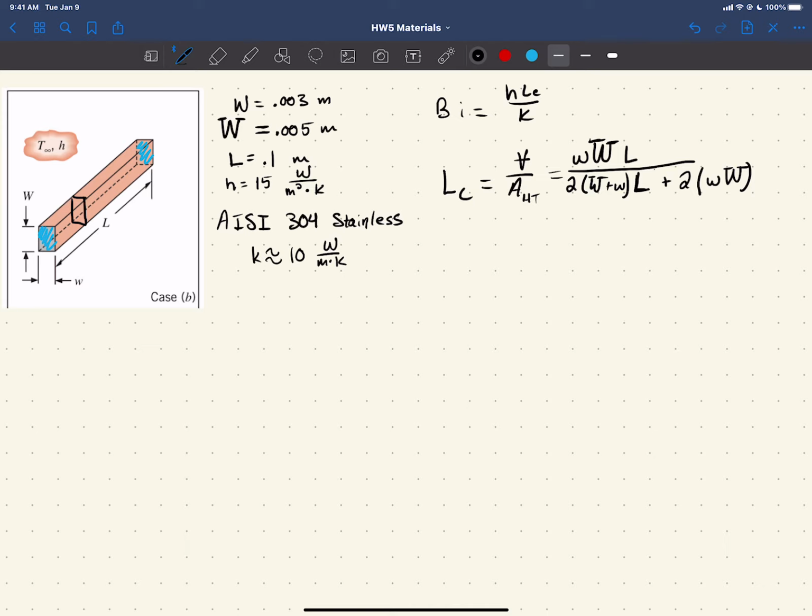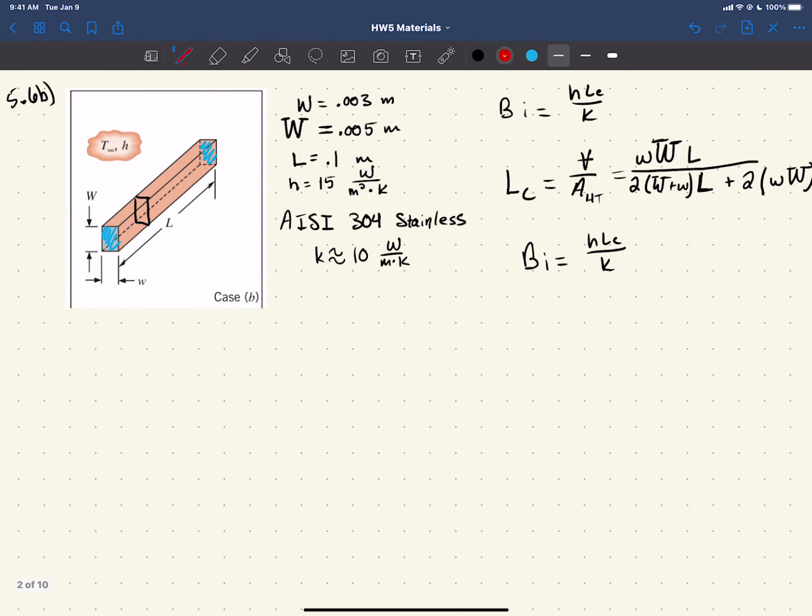And then, at this point, you plug all that into the calculator, and once you get that number, you take your h that you're given. Another thing I forgot to mention is the problem says that it's 304 stainless steel. So you actually have to go to the back of the book and look that up.